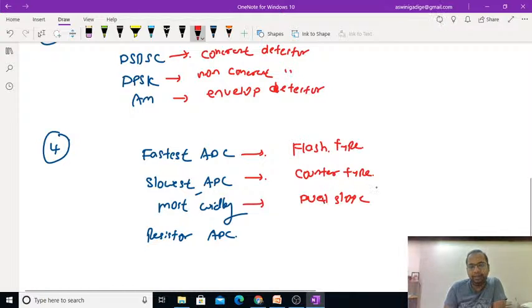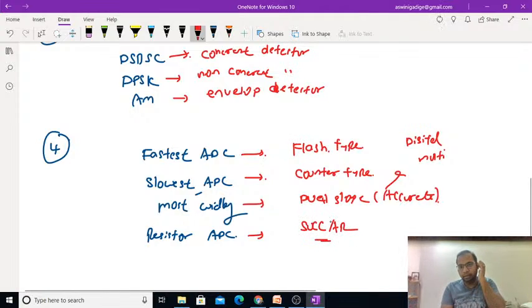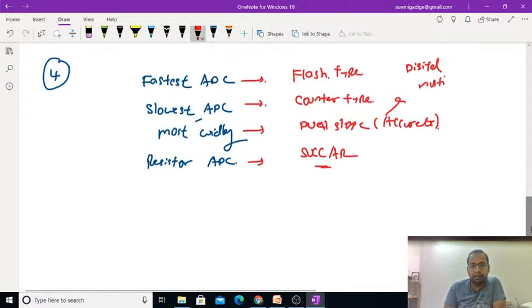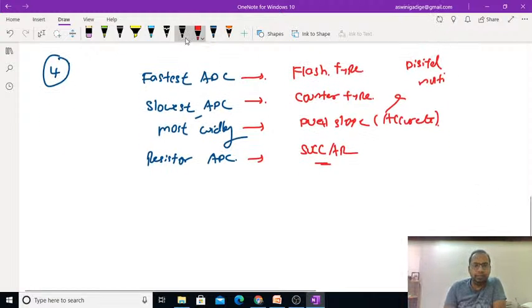Dual slope ADC. And why is it most used? Because even though it is slow, it gives the most accurate readings. So the dual slope ADC is mostly used in the digital multimeter, especially due to its accurate measurements. And the next one, resistor, can be taken as the successive approximation type, SAR, successive approximation register ADC. So these are the correct options for this one.